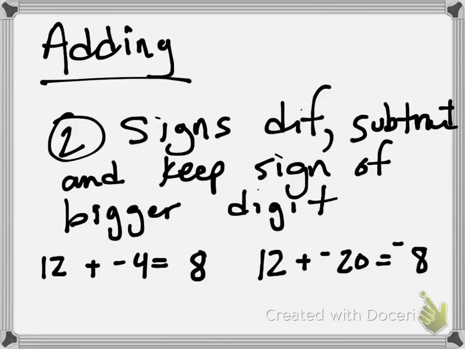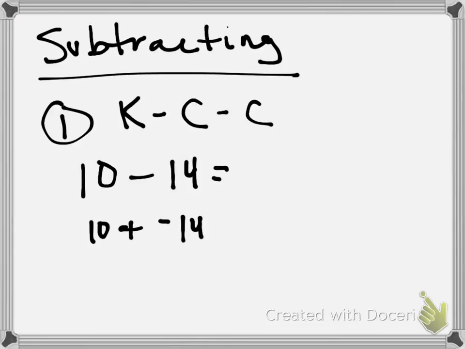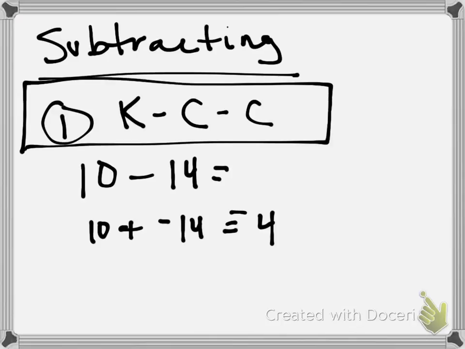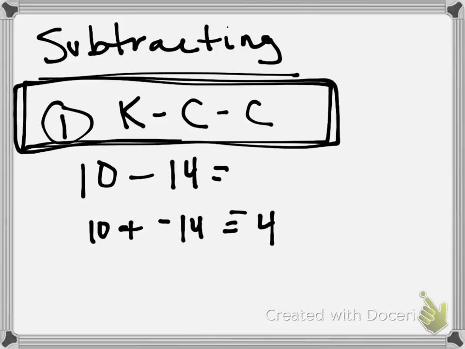These signs are different. So I'm going to subtract the numbers. 14 minus 10 is 4. What's the sign on the bigger digit? Negative. The answer is negative 4. So really, there's only one rule for subtraction, because after you do keep, change, change, you have an addition problem. Go back to your addition rules.